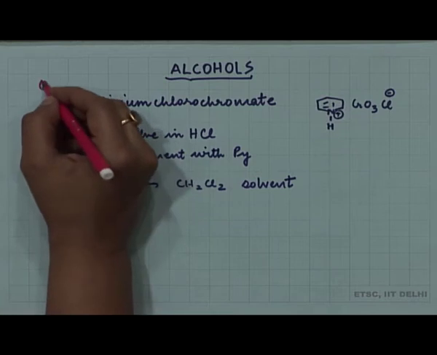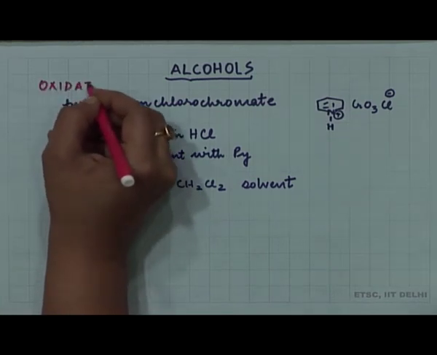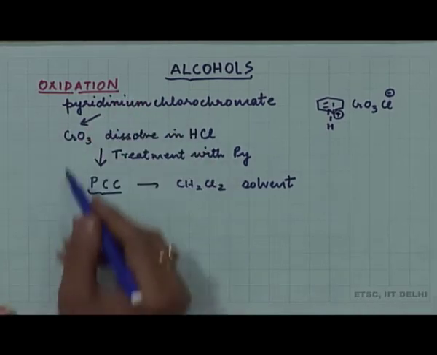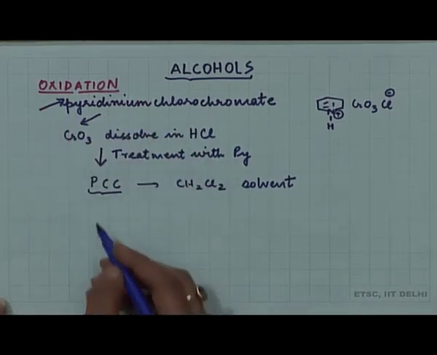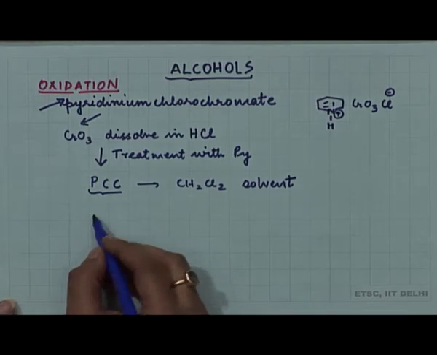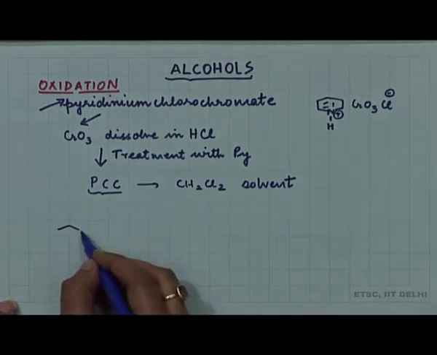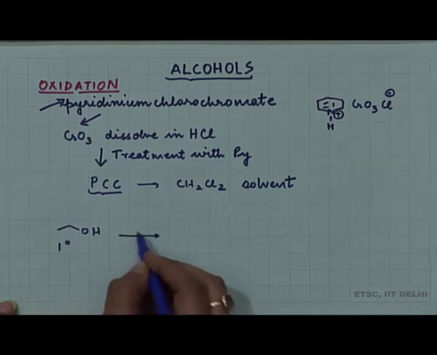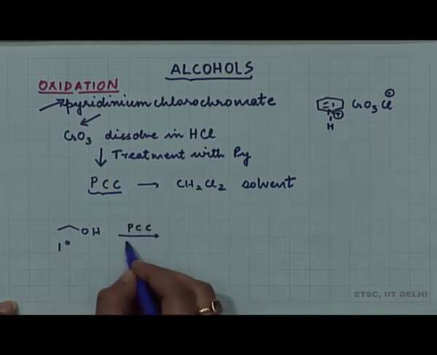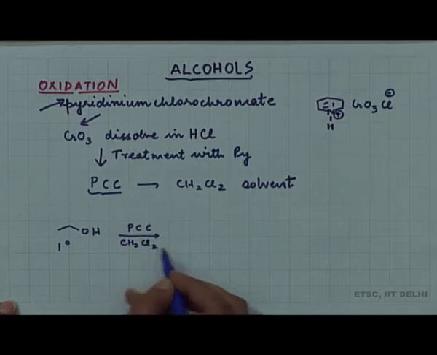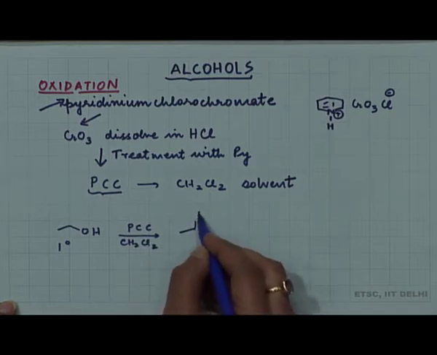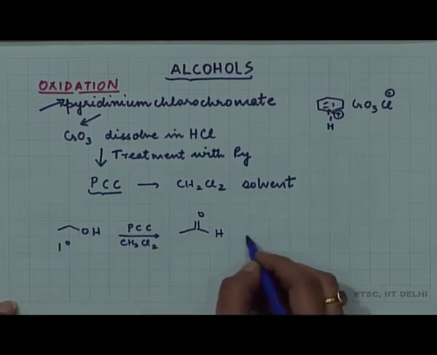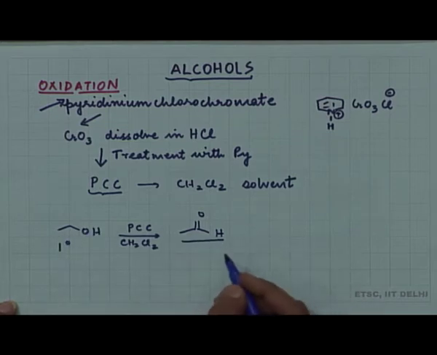So, mind you, we are dealing still with the oxidation of alcohols, and in this series I am discussing the milder oxidizing agent like pyridinium chlorochromate, which can be used to stop the reaction at the aldehyde stage. Now, if you start with a 1 degree alcohol and you treat it with pyridinium chlorochromate in dichloromethane, you get the corresponding aldehyde. So, you started with ethanol, you will end with acetaldehyde. The reaction stops at this place.